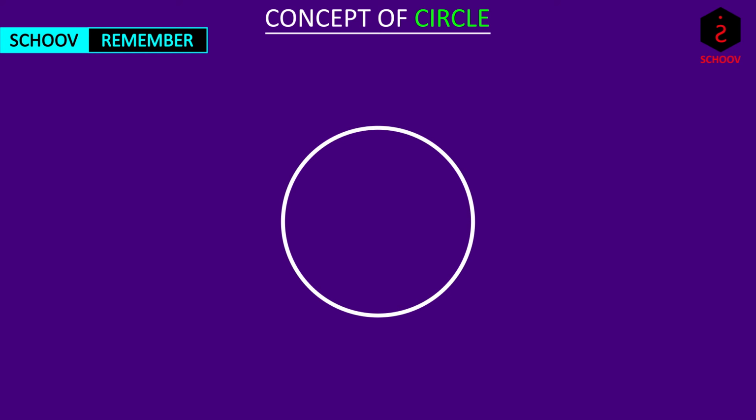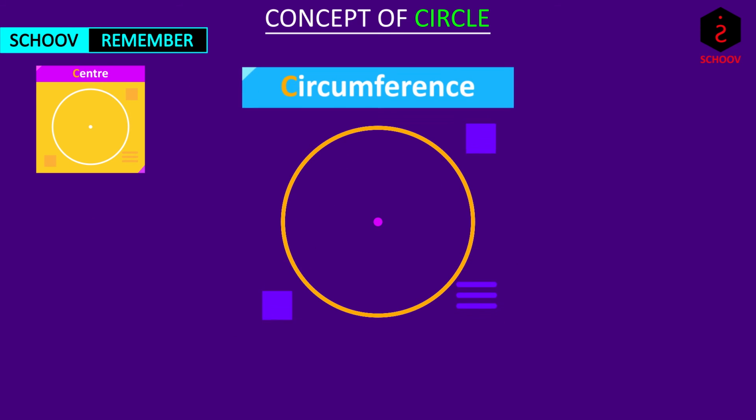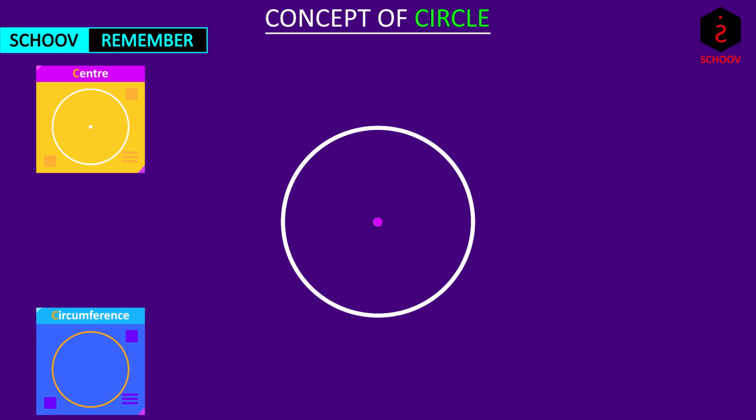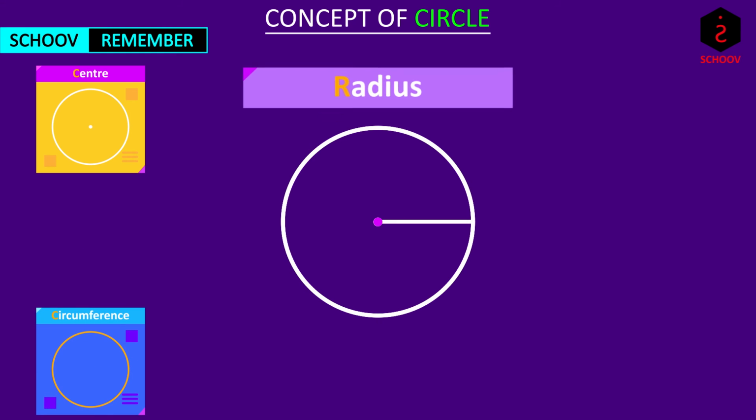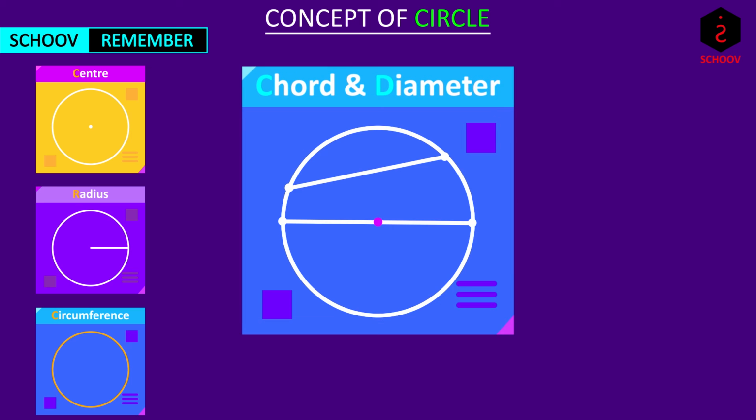So, let's recall the concepts. Remember, this shape, when you move around a fixed point, keeping the length equal at all times, is a circle. The fixed point is the center. This path is the circumference. And the distance between the center and the circumference is radius. Now, when you join two points on circumference, you get a chord. And when your chord passes through the center, you get a diameter.